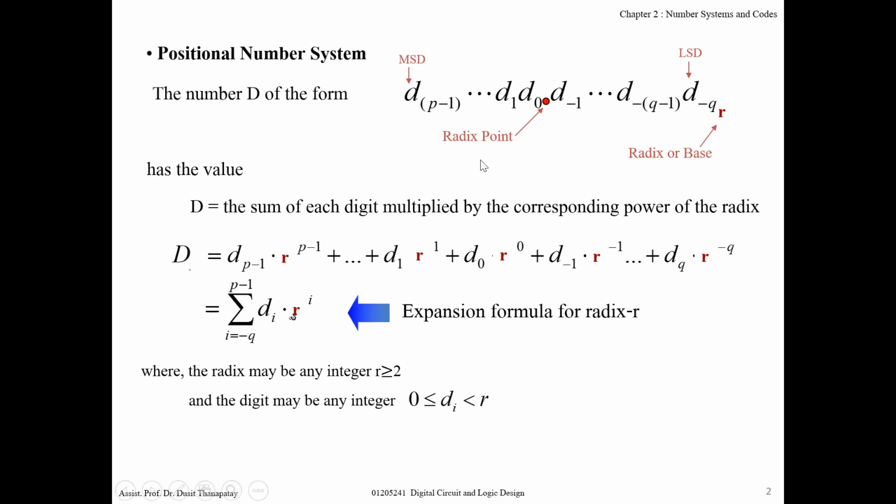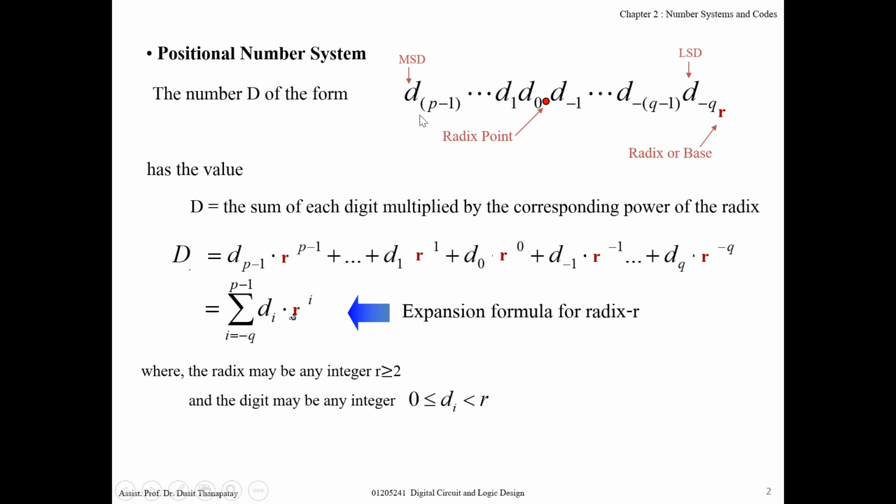Now let's see something in general. You can write it as digits D, with the radix point here, D0, D1, and so on. This one is called the MSD, most significant digit, that has the maximum weight for that number. And this one is the least significant digit, with the lowest weight.